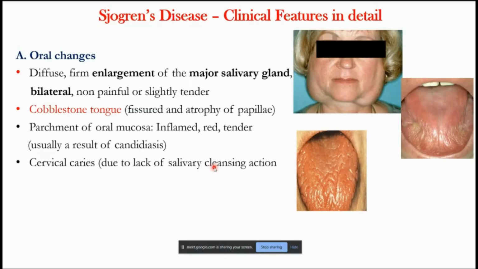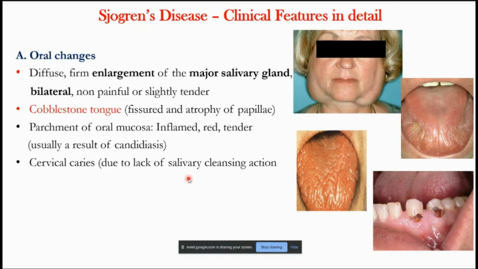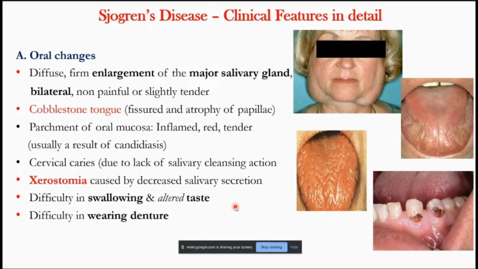Whenever the pH drops below 5.5 is when caries occurs. So the normal pH is 7 to 7.2, and when the pH drops below 5.5, it results in the incidence of caries. So here, what is happening is there is a lack of saliva. There is xerostomia, of course. There is reduced production of saliva. So there is a lack of all the functions of the saliva, whether it's cleansing action, buffering action, any of those. So that results in cervical caries.